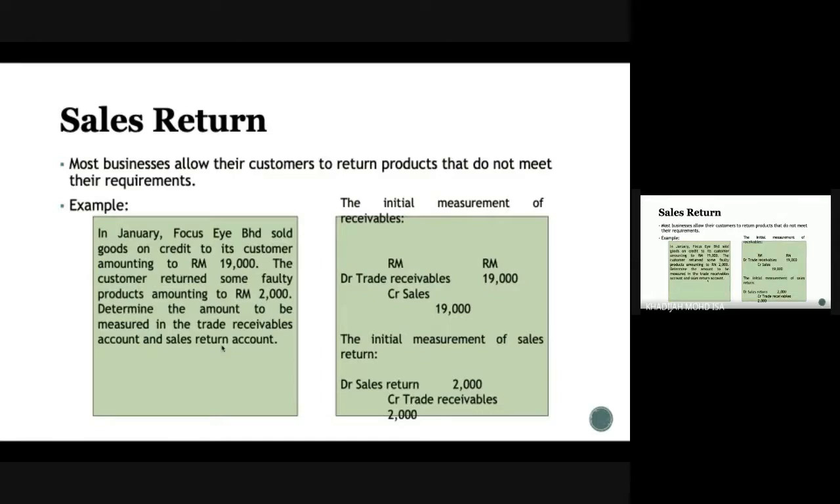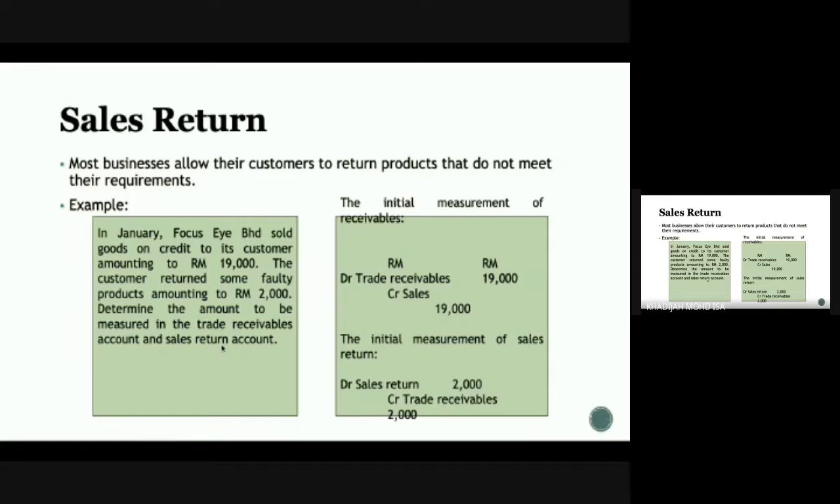So if sales is a credit, because it's a revenue, sales return is a debit. Why is the sales return account a debit? Because it's a contra to the sales account. Does that make sense? Can you remember that? Yes. So you debit your sales return because it's a contra to your sales account. It's not an expense. You don't call it an expense. You do not debit sales return because it's an expense. You debit your sales return because it's a contra account to your sales.